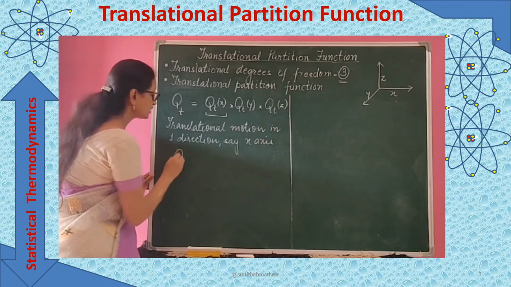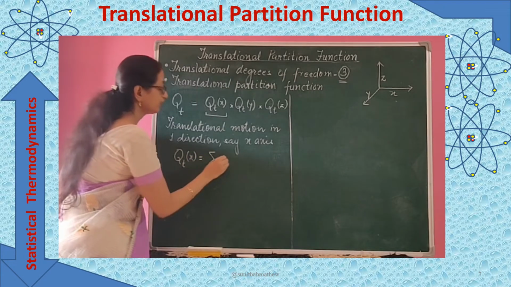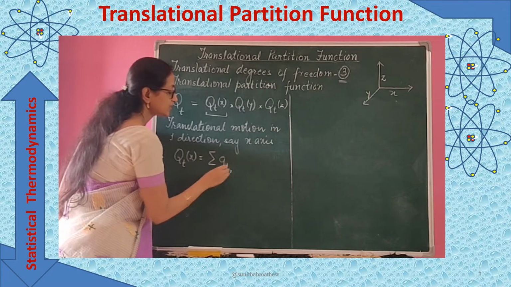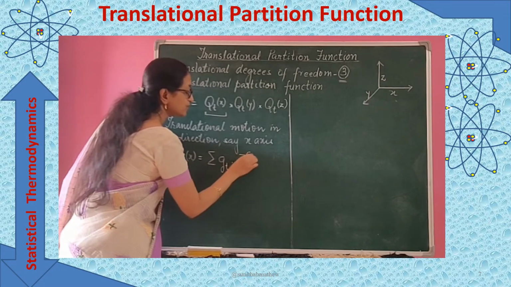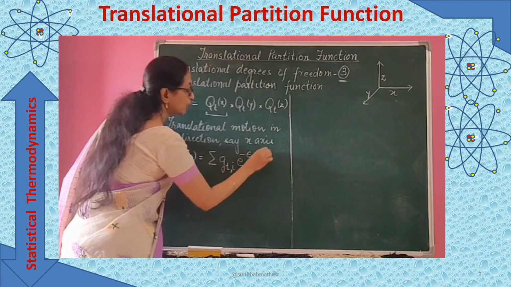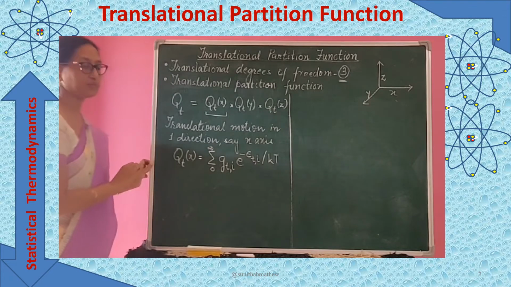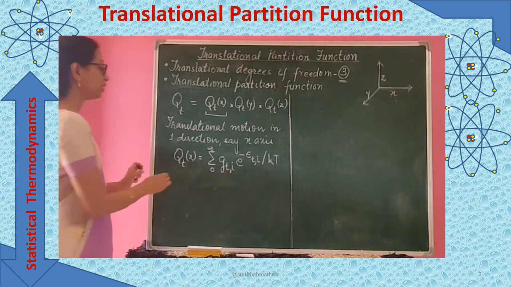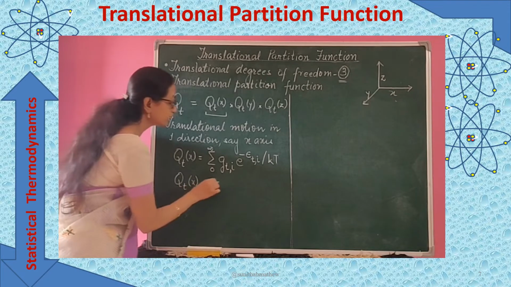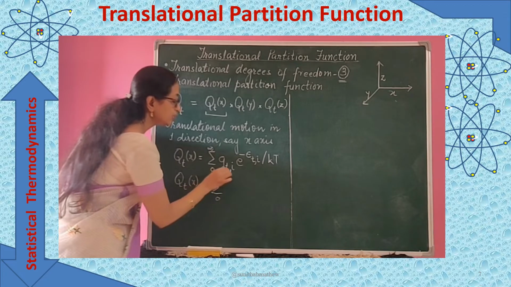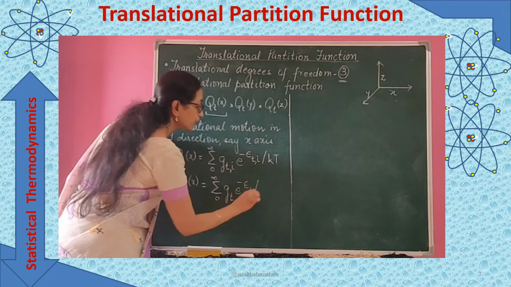Then the translational partition function along x direction will be given by summation gt. This is statistical weight factor for translational energy of ith energy level, e to the power minus Et i upon kT, and this summation is from i is equal to 0 to infinity. So this is for x direction. Now we can write this in a simplified way. Qtx is equal to summation 0 to infinity. We can drop this i and write gt e to the power minus Et upon kT.